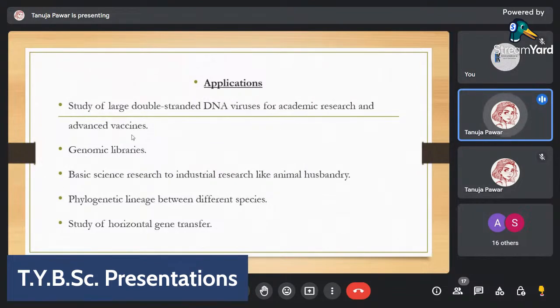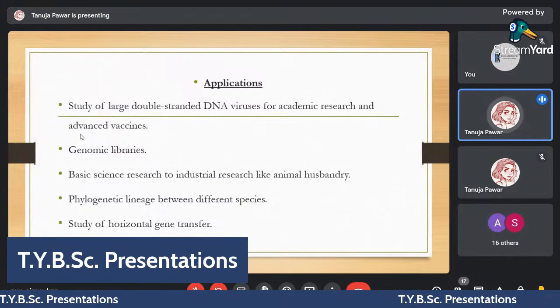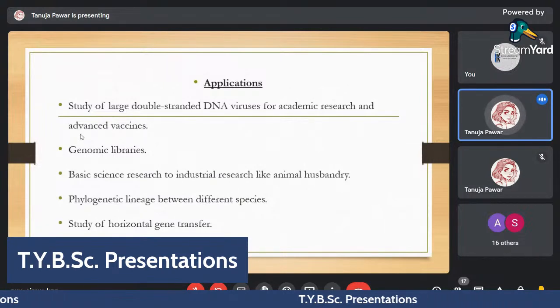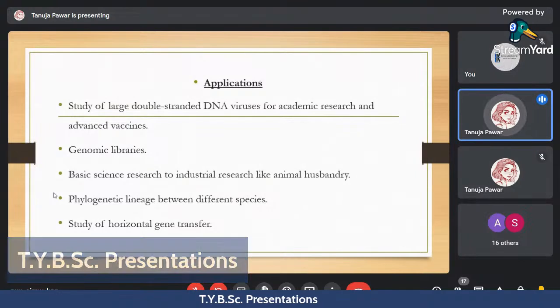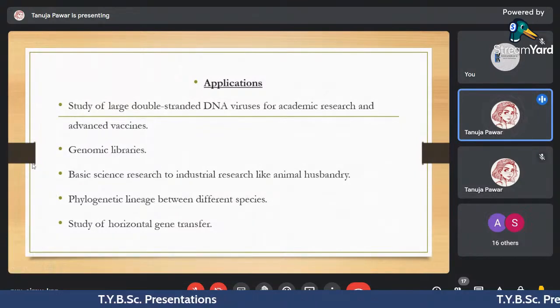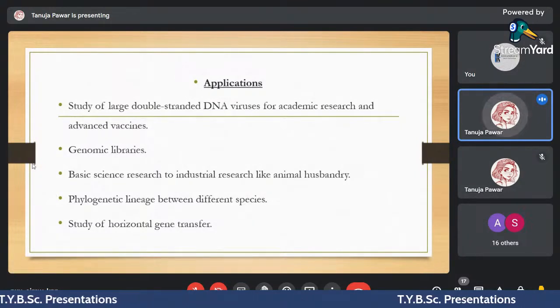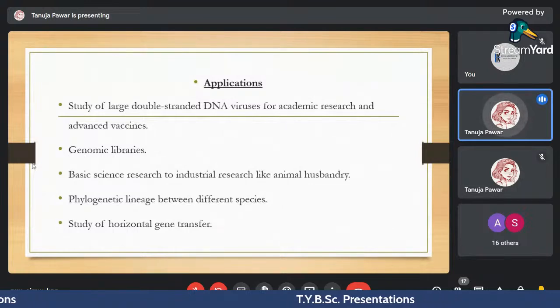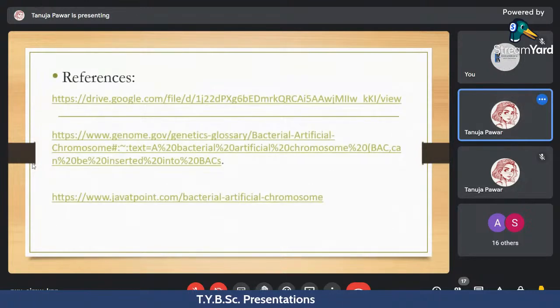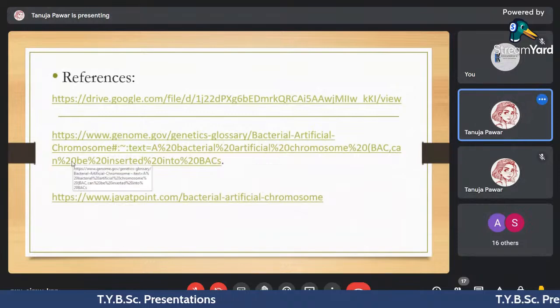Applications: study of large double-stranded DNA viruses for academic research and advanced vaccine genomic libraries, basic science research to industrial research like animal husbandry, phylogenetic lineage between different species, and study of horizontal gene transfer. These are the references. Thank you, sir.